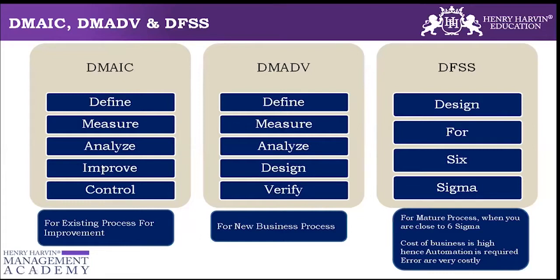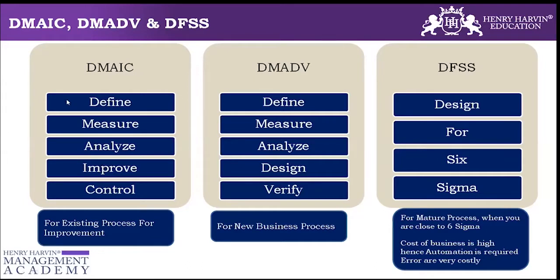And even for DMAIC, for an existing process for improvement, wouldn't there be several bifurcations? For instance, when you said y equals f of x, when the root cause is not easily identifiable, then we go for DMAIC. But when the root cause is easily identifiable, we go for simple brainstorming, etc.